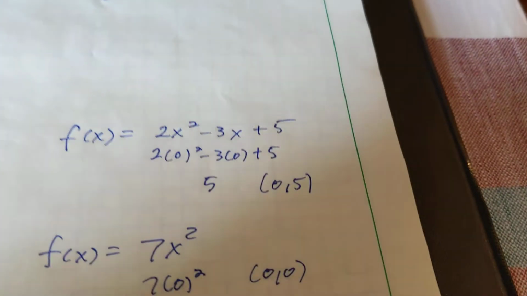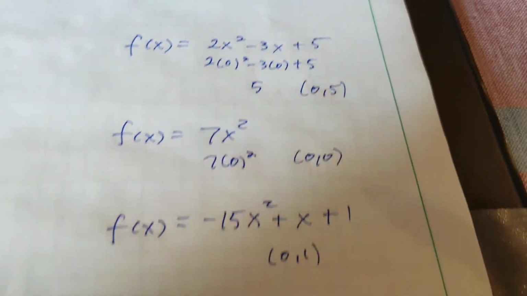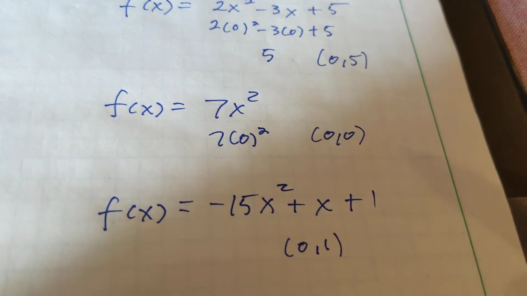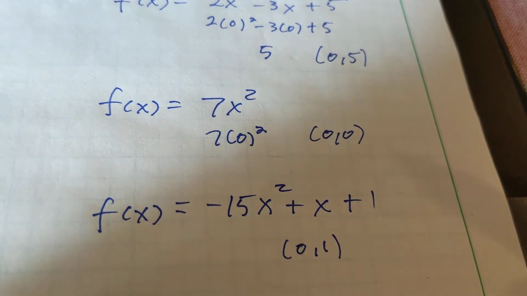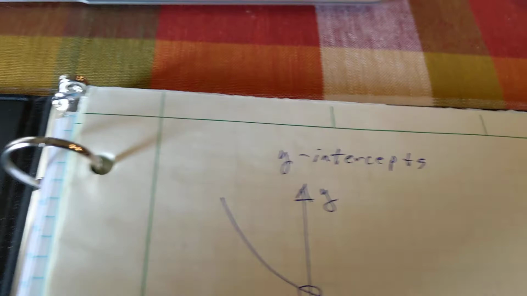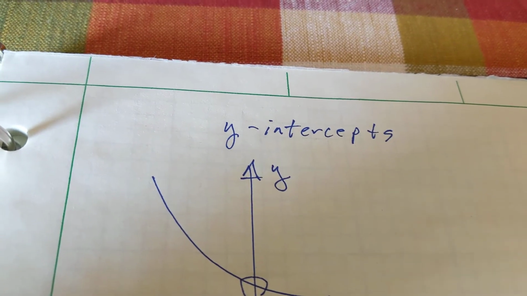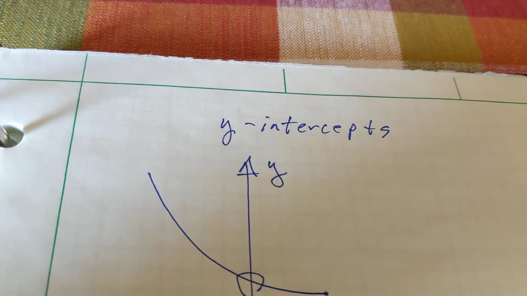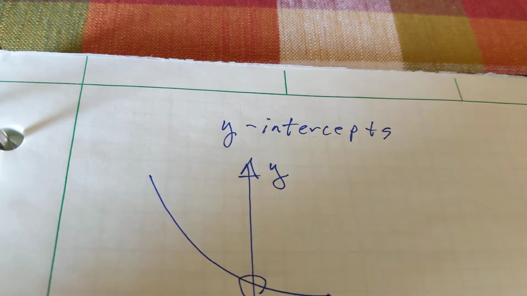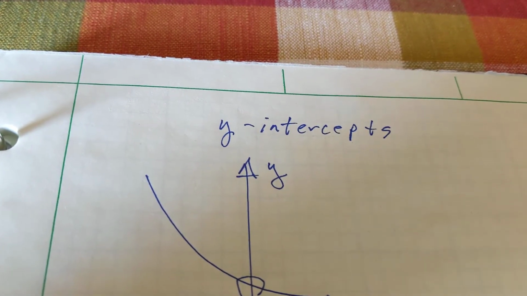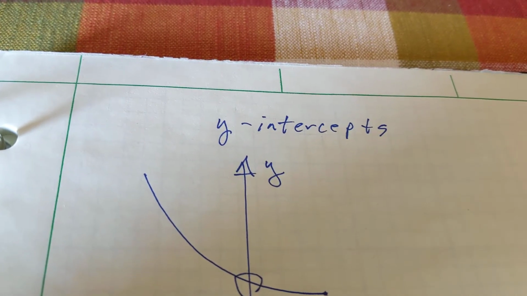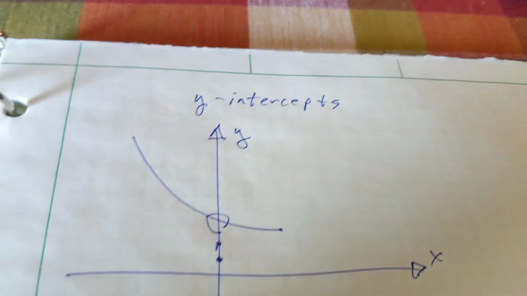Look at them so far. 0, 5, 0, 0, 0, 1. What do you notice? Every x value is 0. So a y-intercept is located where, when you put 0 in x's place, no matter what the equation is, it's what you get for y.